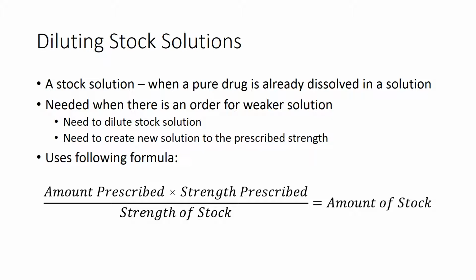The amount prescribed times the strength prescribed divided by the strength of the stock, and that will equal the amount of the stock that you're going to need.